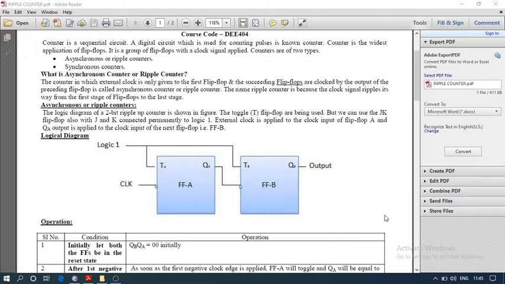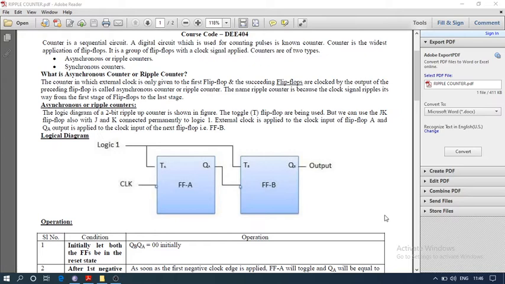So the logical diagram is shown of a 2-bit ripple counter. The ripple counter makes efficient use of flip-flops. The n-bit ripple counter uses n flip-flops which count 2 to the power n clocks. So here 2 flip-flops have been used, so it counts 2 to the power 2, that is 0 to 4. In this counter, the flip-flops are not clocked simultaneously. The output of the previous flip-flop becomes the clock input for the next flip-flop, and hence it is known as an asynchronous counter, right?